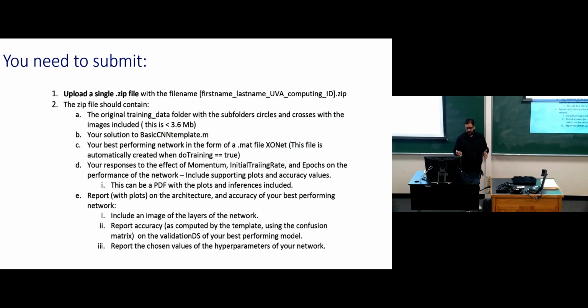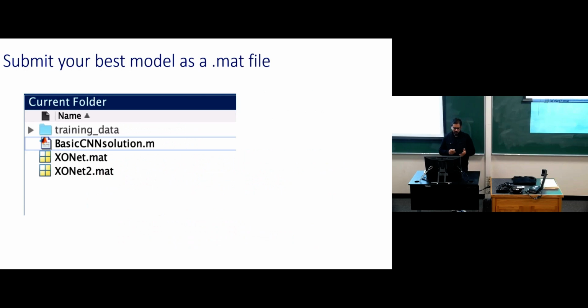Then you have to also tell me what values you tried for momentum, learning rate, epochs, what worked best and what not. And when I say tell me, that doesn't mean just report those values. You have to justify them with some plots and some numbers. Okay. Yeah, so your solution should look something like this, but maybe not exactly this, because you should just send me 1 mat file, not 2.